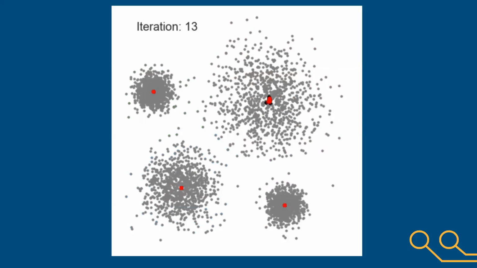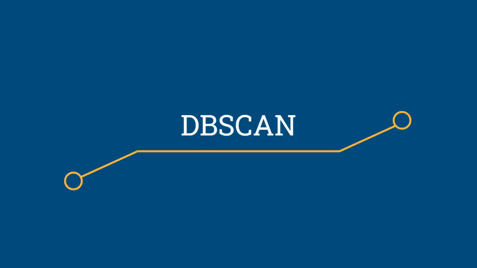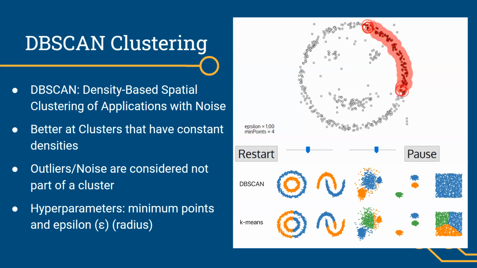Okay, cool. So, this one is a little more complicated, but it's also very, very cool and very fun. So this one is called DBSCAN. DB stands for density-based spatial clustering of applications with noise. Wow, that's a lot of letters. What does it actually mean?